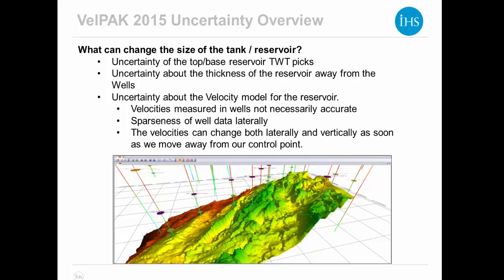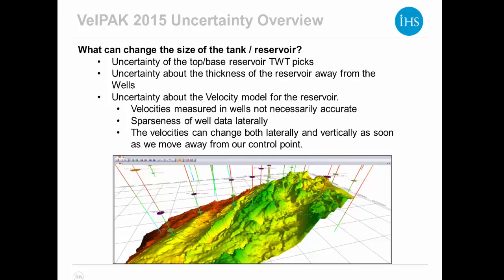Well, there are three things that can change that will make our trap smaller or bigger. There could be an alternate top-base reservoir two-way time pick, and in 2D data there is also an uncertainty between lines. There is usually questions about how thick the reservoir could be away from our wells, and there is the variability of the trap size that relates to the velocity model.